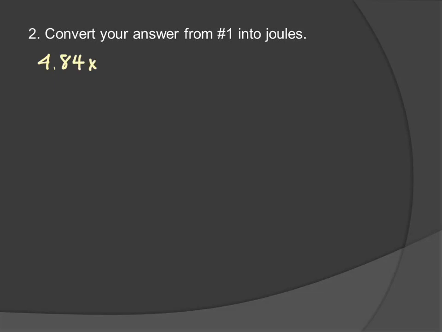4.84 times 10 to the third calories. This question asks us to convert our answer from number 1 into joules. So the answer from number 1 was 4.84 times 10 to the third calories, and we need to convert it into joules. Well, there's a relationship between calories and joules, and so we just need one step.